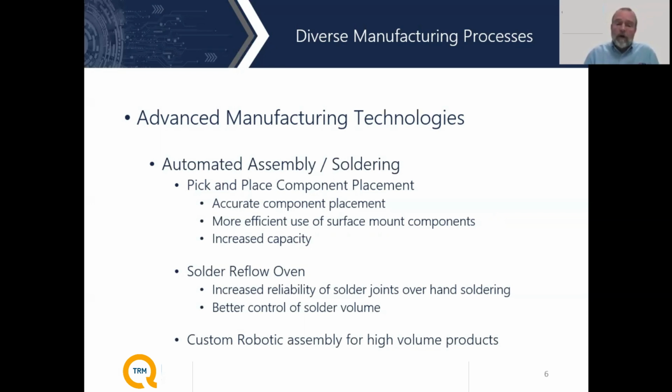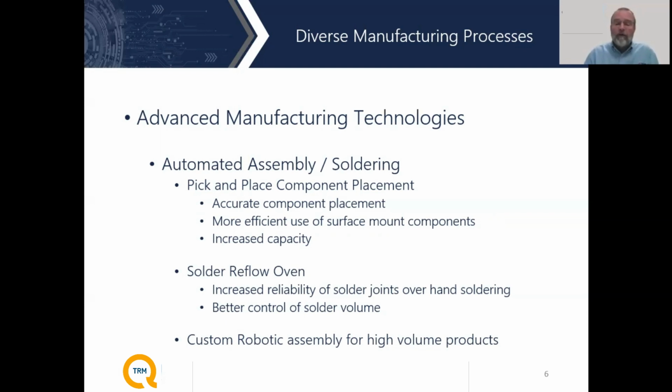And I think really the thing also is that it allows us to put down parts much faster than what we can by hand. I think the biggest advantage of this isn't that, but rather the fact that once these parts get put down using the pick and place machine, they then get sent through a solder reflow oven.